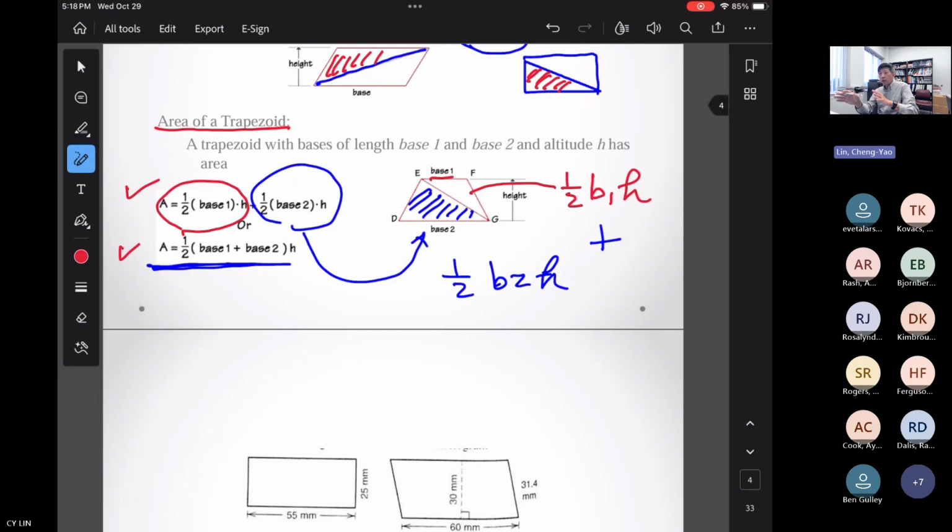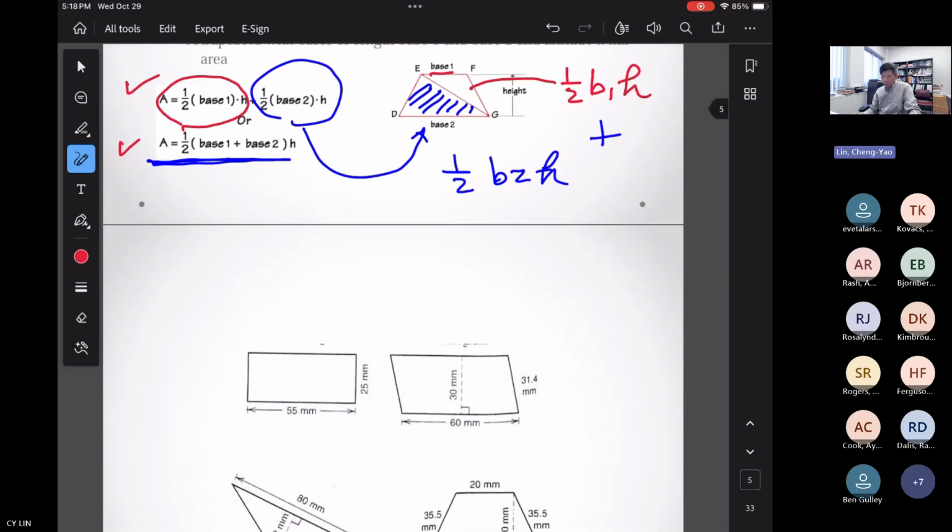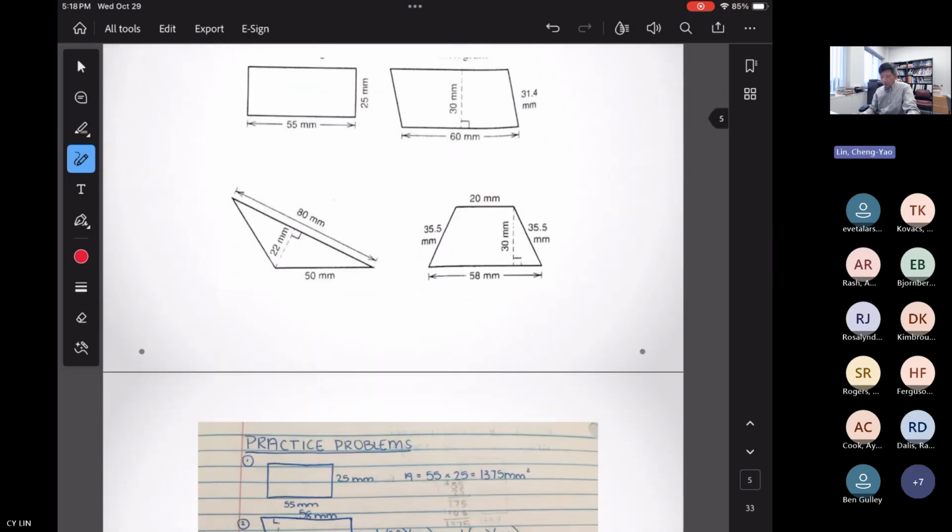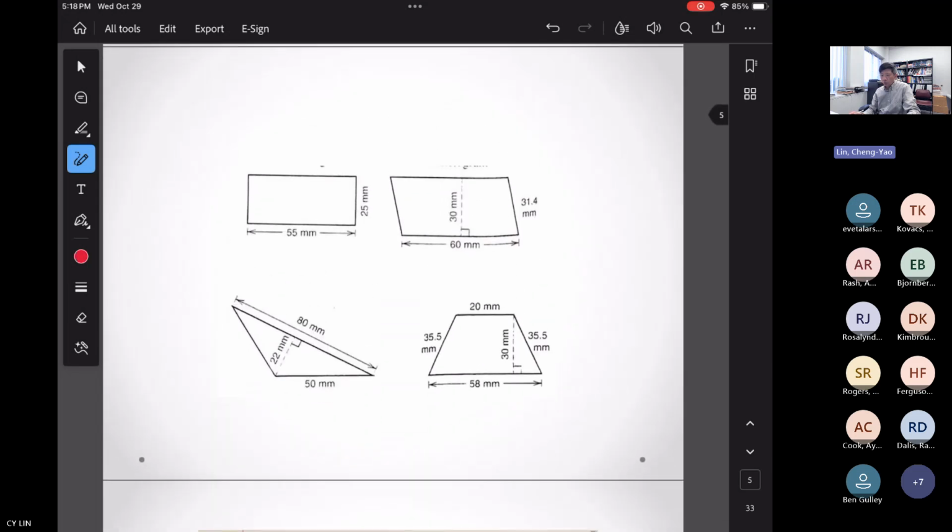You can see two triangles, and one triangle is 1/2 base 1 times height, and the second one is 1/2 base 2 times height. Put together, that would be a trapezoid. Does that make sense to everybody? Yes or no? All right. If this doesn't make sense to you, I want you to take a minute to do the first problem, okay?